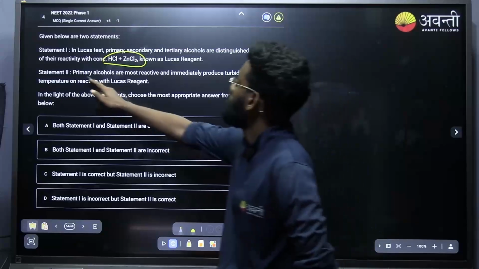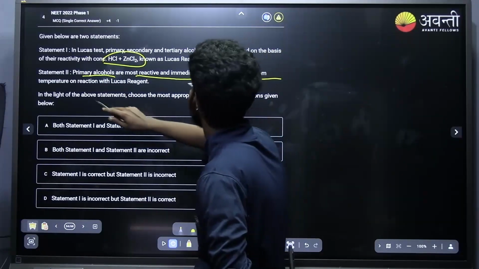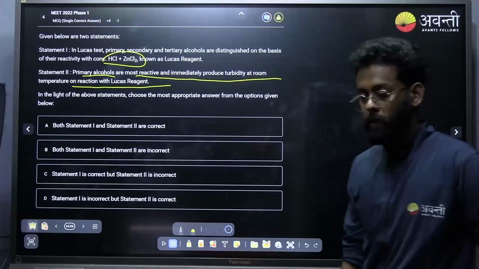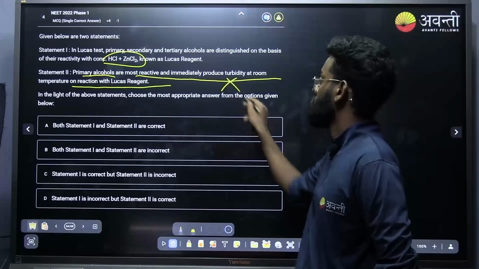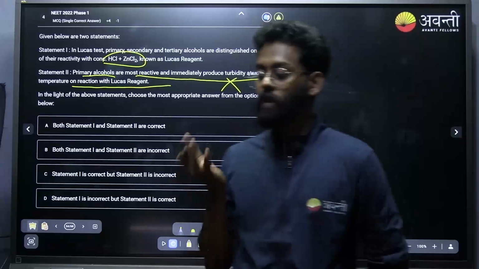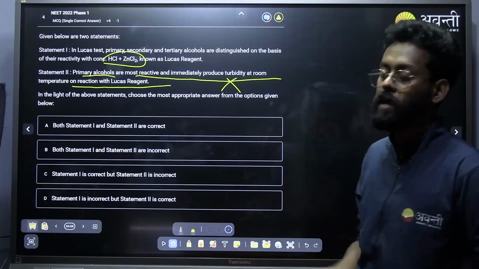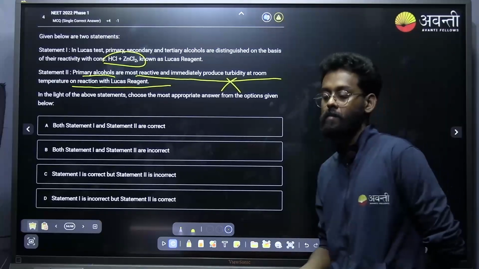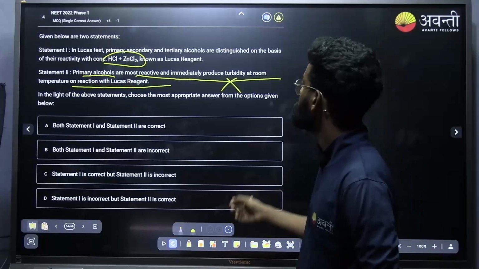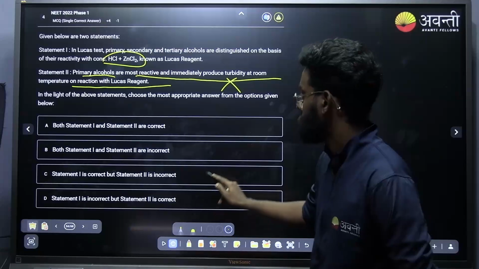Now what about the second one? Primary alcohols are more reactive and immediately produce turbidity at room temperature on reaction with the Lucas reagent. Is it correct? It is not correct. Primary won't give a reaction with the Lucas reagent because it is very less reactive, because this reaction takes place by the SN1 mechanism. Tertiary will give you the turbidity immediately. So the answer is option C.